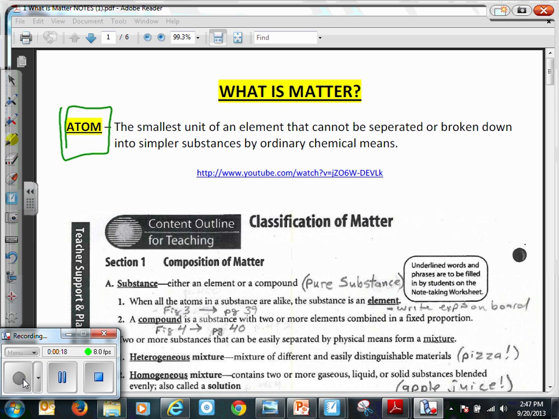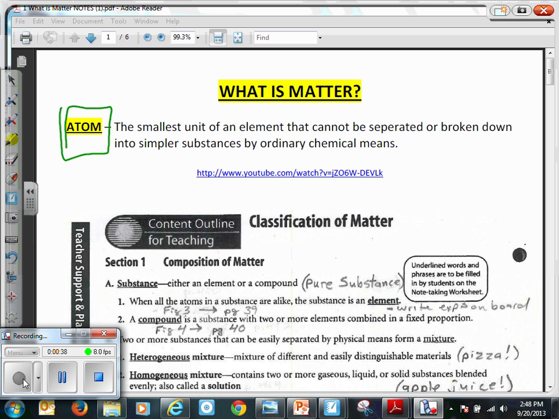Atom. Okay? Atom is the smallest unit of an element that cannot be separated or broken down into simpler substances by ordinary chemical means. So in other words, ordinary chemical means does not include the atomic bomb or any nuclear weapon, because we do split atoms.